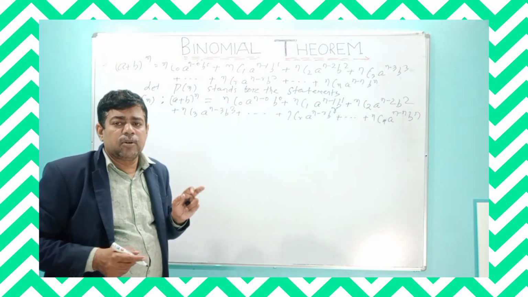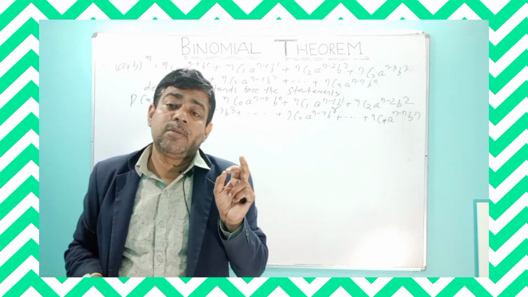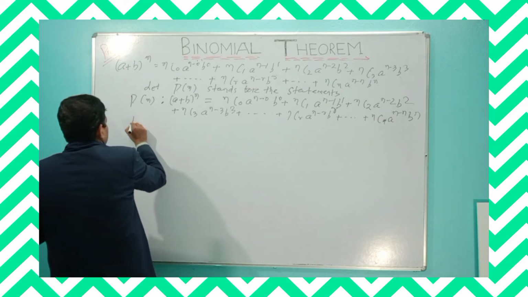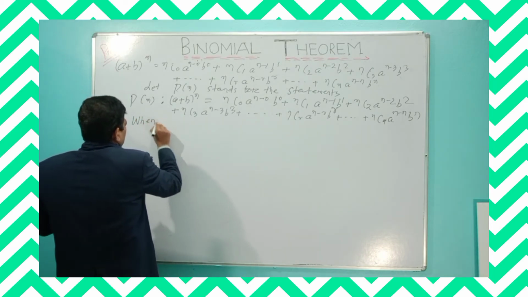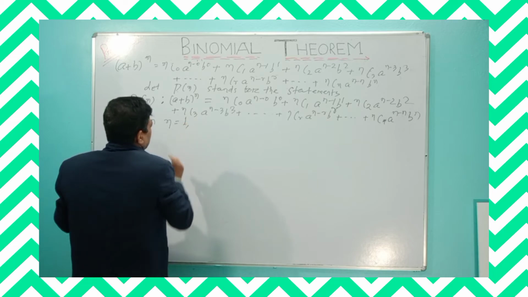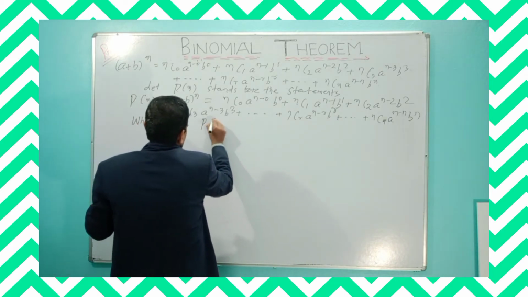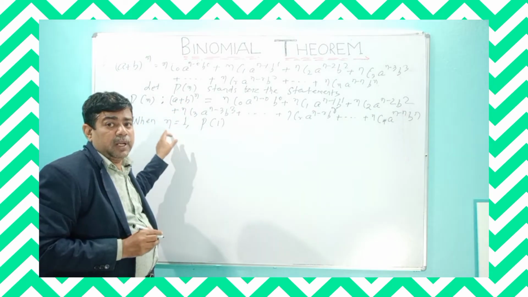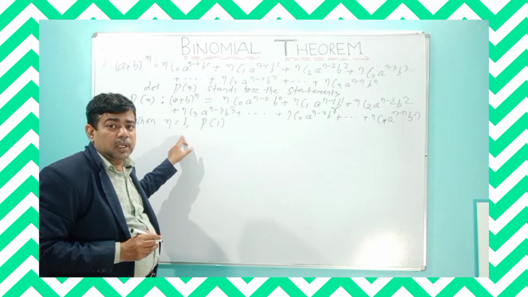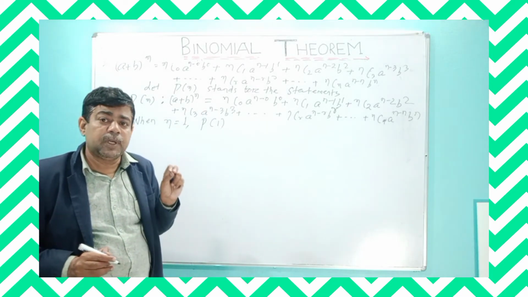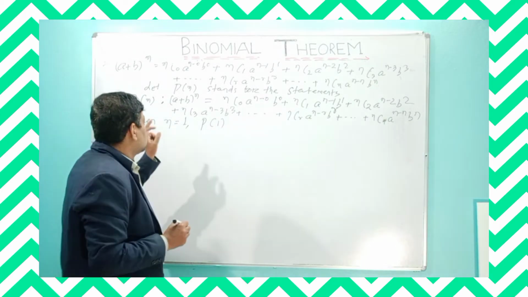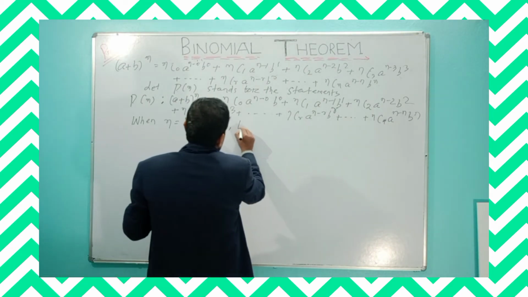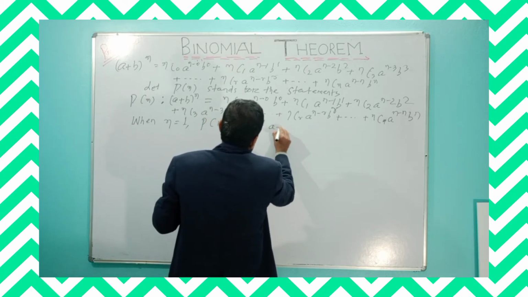According to the principle of mathematical induction, we have to prove that P1 is true when n is equal to 1. For n equal to 1, let us prove P1. It means we have to check whether the statement is true or not. Before proving it, for n equal to 1, let us see the LHS: (a + b)^n.